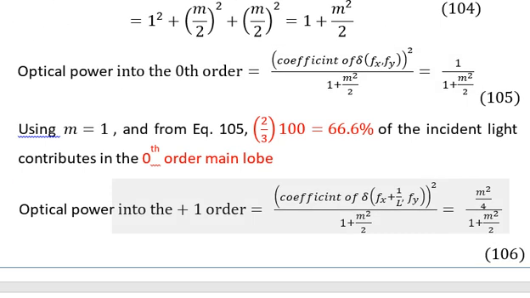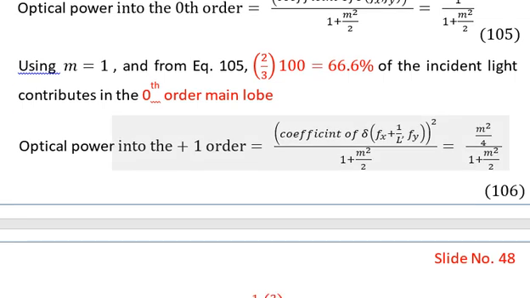Using m equal to 1, from equation 105 we obtain 2 over 3 multiplied by 100. That will give you 66.6% of the incident light contributing to the zeroth order main lobe. So you see that in the zeroth order, 66.6% of the power will go. So what about the first order?